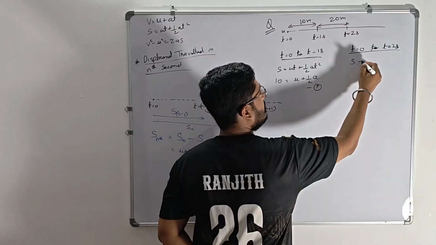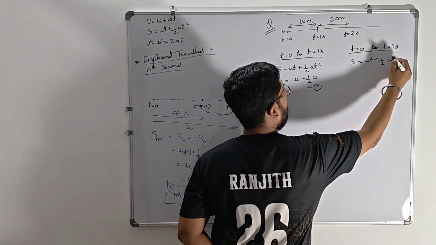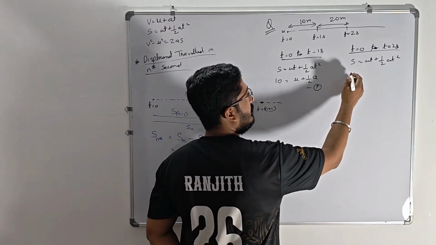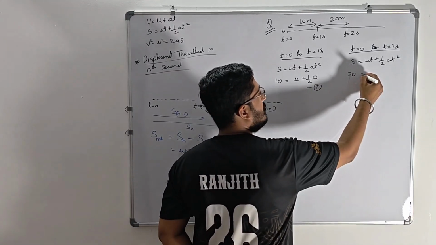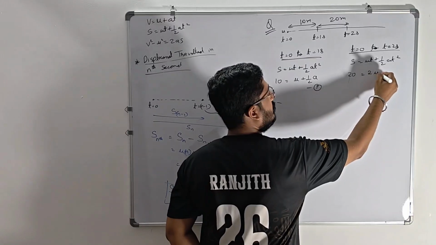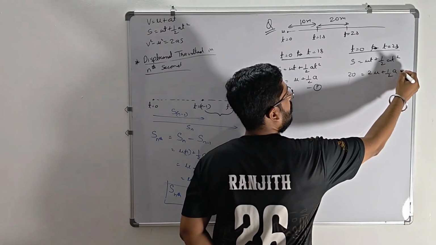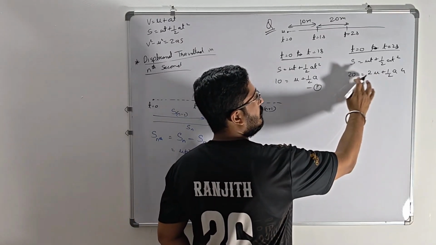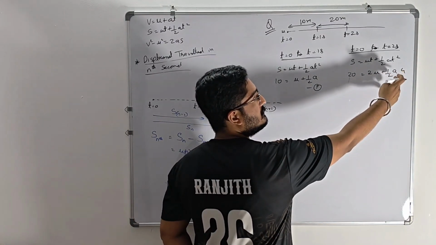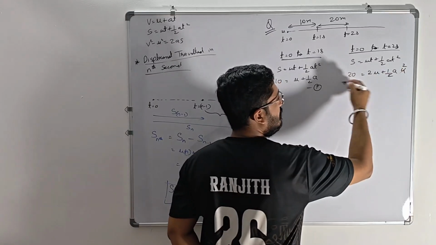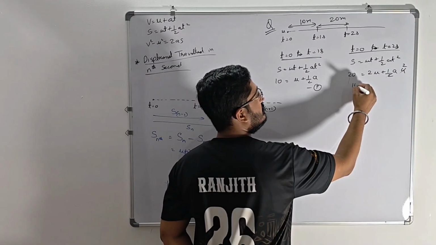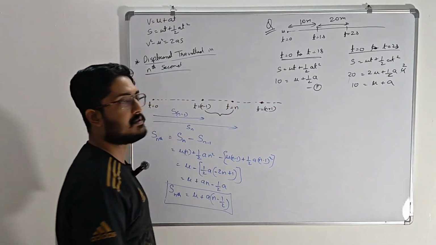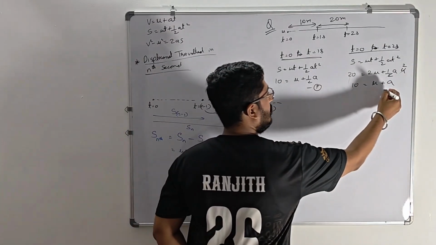Same way, if I use the formula s = ut + (1/2)at² in here, this time the displacement is nothing but 20, and u again unknown, but time is 2, so 2u plus half into a, no idea, 2 square, 4. So this time I'm getting the equation as 20 = 2u + 2a. Divide this by 2, and we'll get the answer as 10 = u + a. This is my equation number 2.